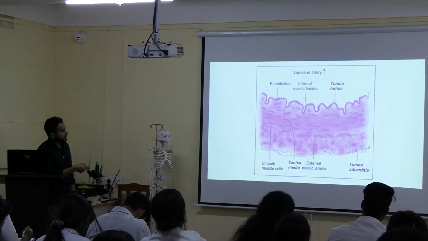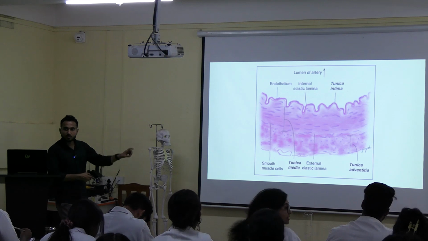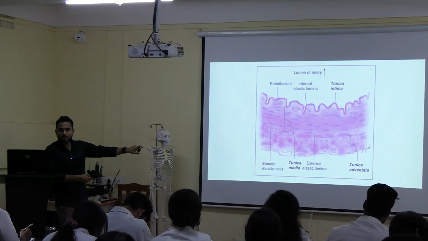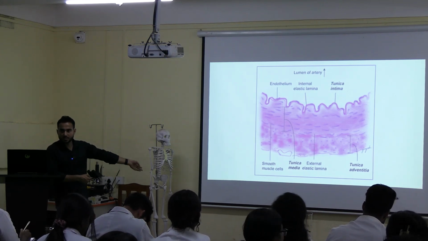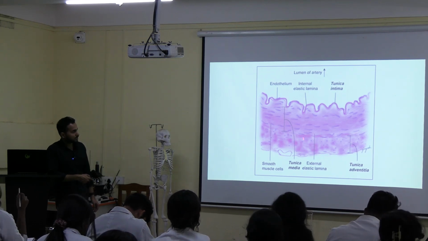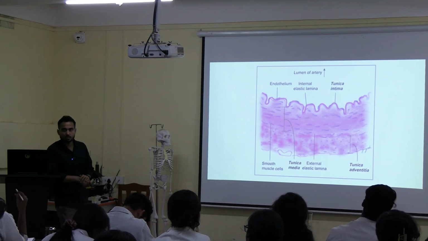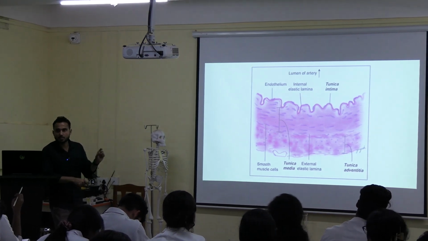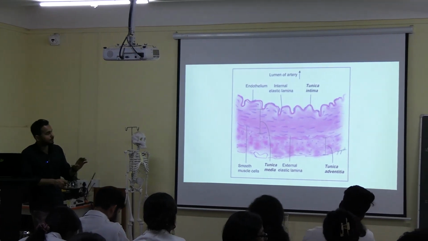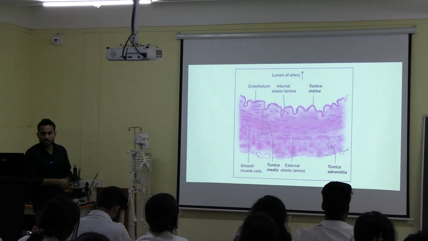Now this particular part is the tunica media. Here you can see the thickness of the tunica media is less as compared to the elastic artery, and then you can see this is the tunica adventitia. So tunica adventitia is thick as compared to the elastic artery. So these are some important identifying features. With the help of this you can identify the muscular artery and the elastic artery.